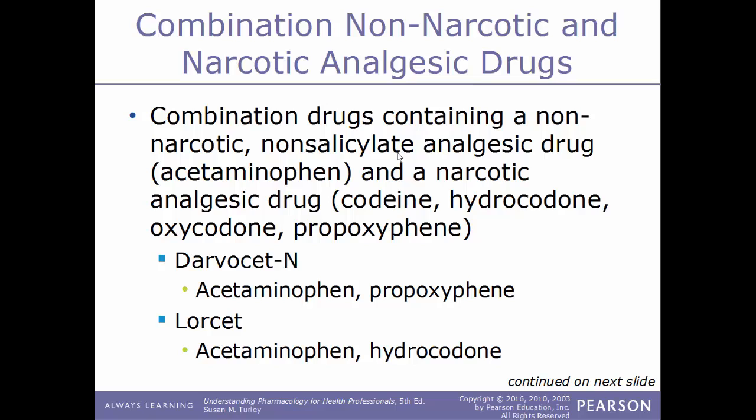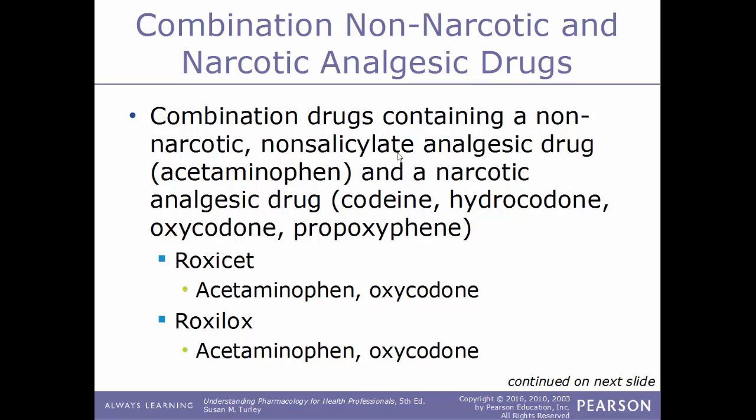Some examples of this type of combination: Darvocet-N, which is a combination of acetaminophen and propoxyphene. Lorcet, which is a combination of acetaminophen and hydrocodone. Lortab, which is a combination of acetaminophen and hydrocodone. And Percocet, which is a combination of acetaminophen and oxycodone. Roxicet, a combination of acetaminophen and oxycodone. Same thing with Roxilox, which is a combination of acetaminophen and oxycodone.